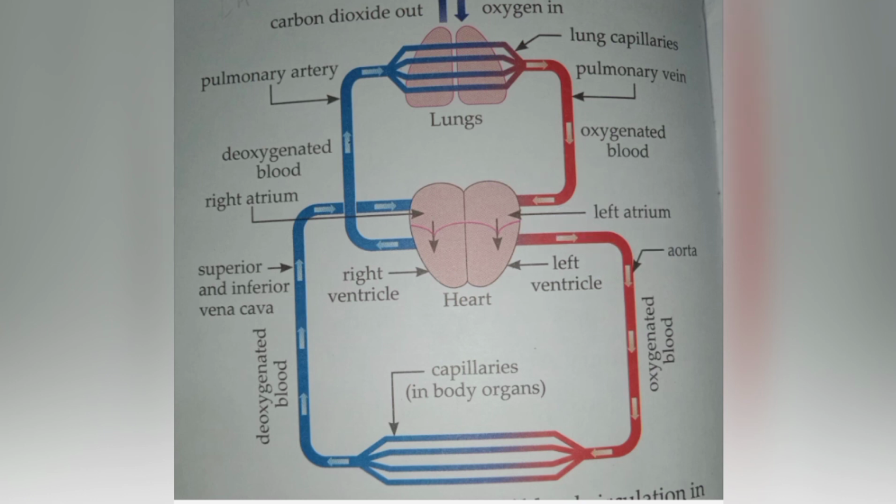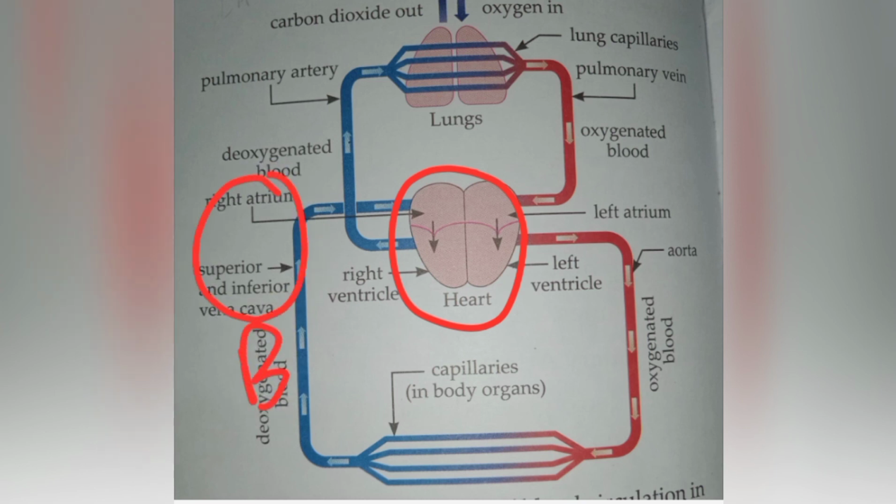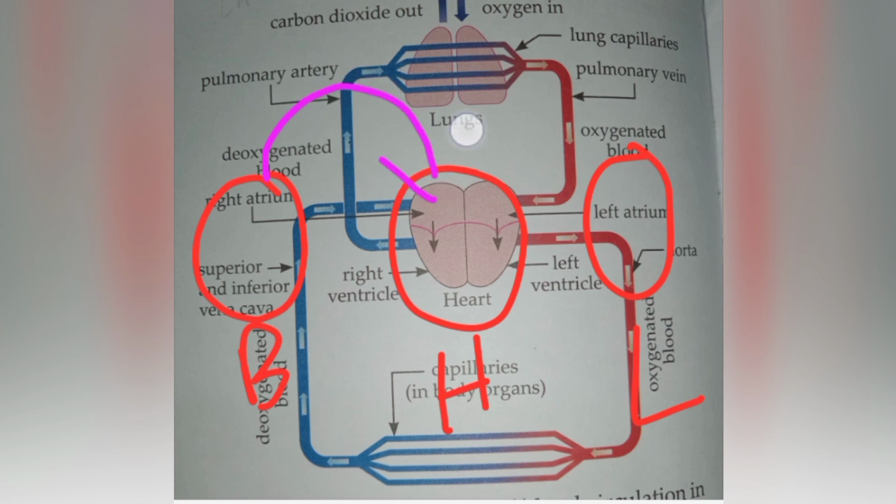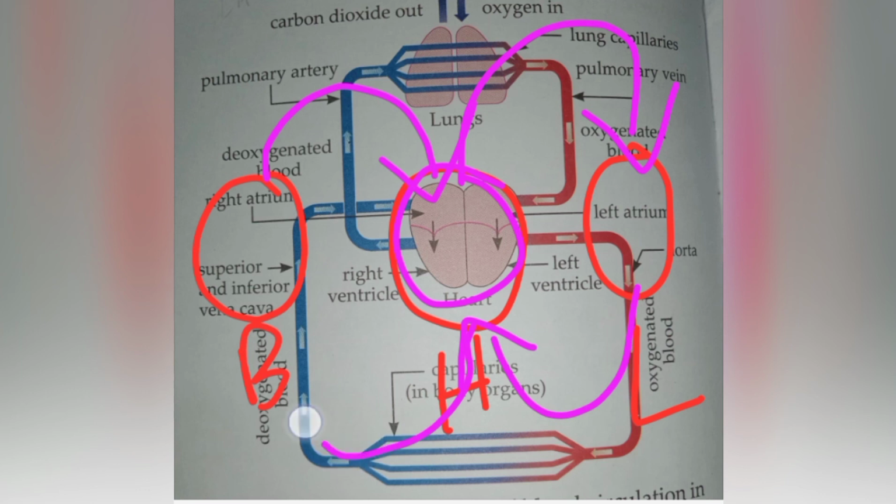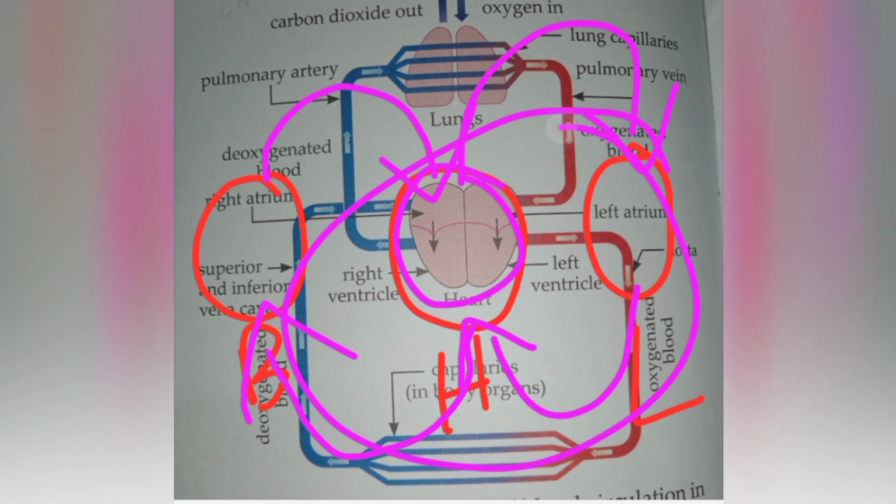There is something really interesting for you. I'll let you know. Just consider this as the heart, this as the body organs, this as the heart, and this as the lungs. An additional point: deoxygenated blood from all the parts of the body enters the heart. Then the deoxygenated blood from the heart after pumping enters the lungs. Then from the lungs after purification, the oxygenated blood enters the heart, and then from the heart the oxygenated blood enters the body again.